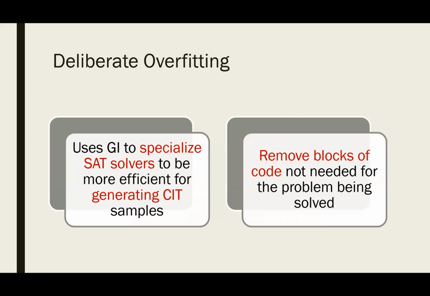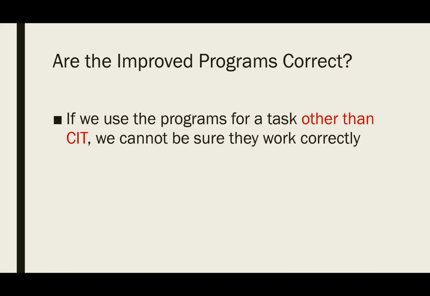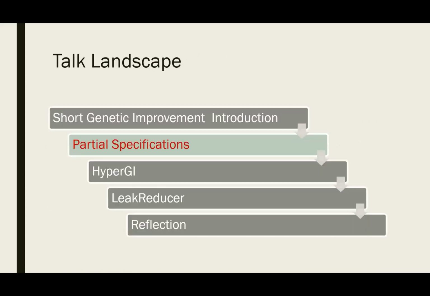In the process, the GI often removed blocks of code that weren't needed for the problem solving, and they made these SAT solvers more efficient and faster. But as a caution, they're using the word specialize. In a sense, what they're actually doing is overfitting deliberately to create a program that works for one particular problem. If they try to use the SAT solver on another problem, we have no guarantees that it works, and that's okay in this particular case. Actually, this is a nice way to use genetic improvement. But again, we have only the correctness based on those tests that we're using in this case.